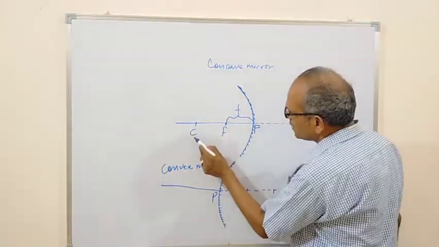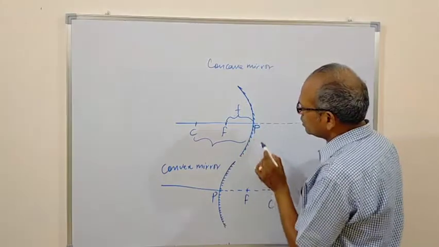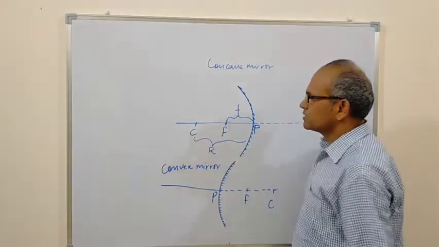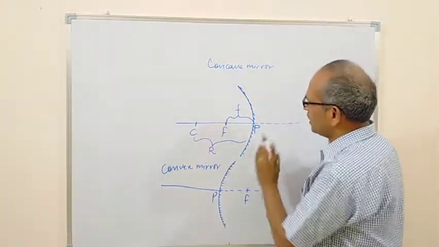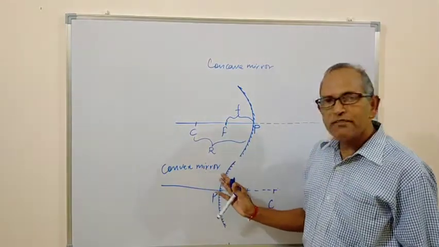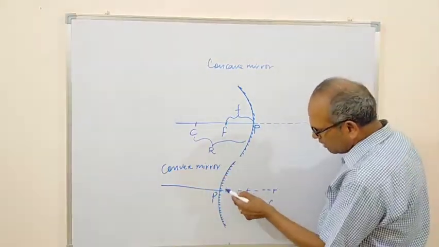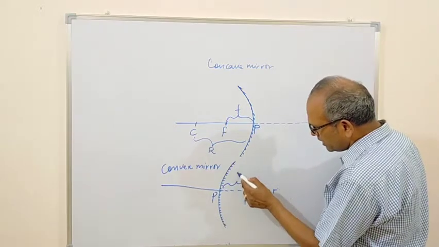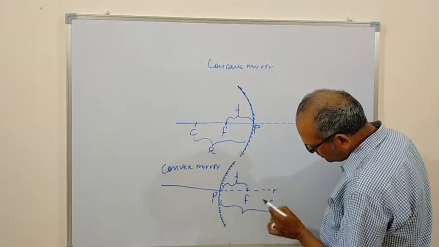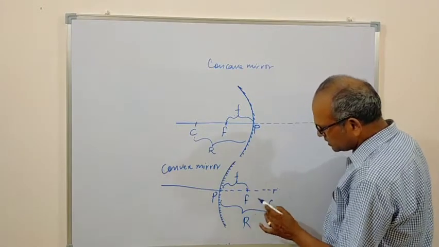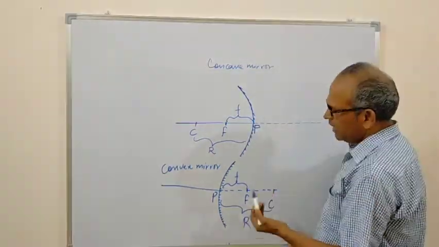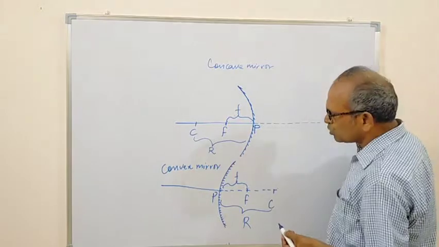And radius of curvature, what is radius of curvature? The distance between the pole and the center of curvature is called radius of curvature. So here I have located all these points, and if the mirror is a convex mirror, then this is our focal length, F, on the other side, and this is our R, and this is the focus.